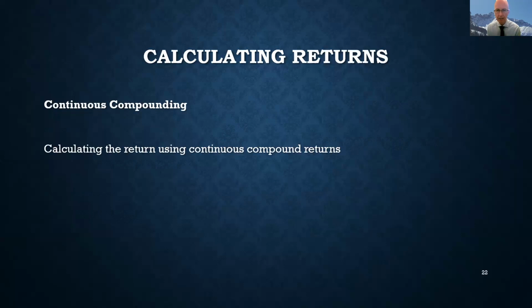Calculating the return R using continuously compounded returns. This is the last of the three forms of return calculations that we're looking at tonight. R equals 1 over T times ln, which is the natural log, of FV over PV. Now, if you're unsure as to where to find ln on your calculator, I recommend that you go back and have a look at that vignette on calculator basics. I run through how to use that functionality on your calculator in there.